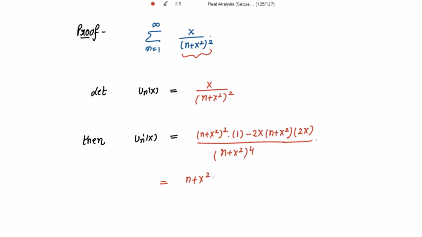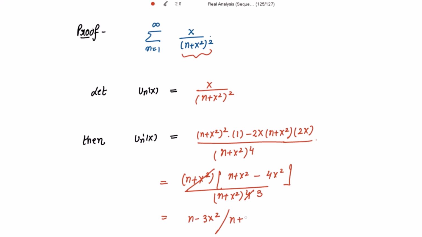And then let's take (n plus x squared) outside, and we are having (n plus x squared) minus 4x squared divided by (n plus x squared) to the power 4, and this cancels out and we are getting the power as 3. So this is equal to (n minus 3x squared) divided by (n plus x squared) to the power 3. Please mark this as 1.